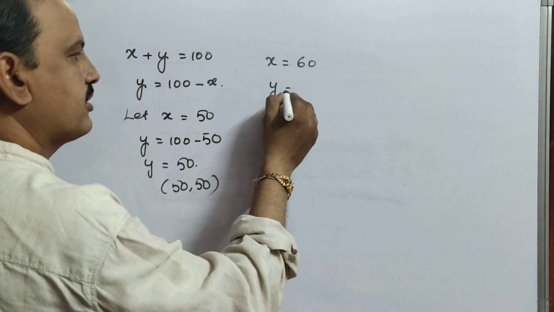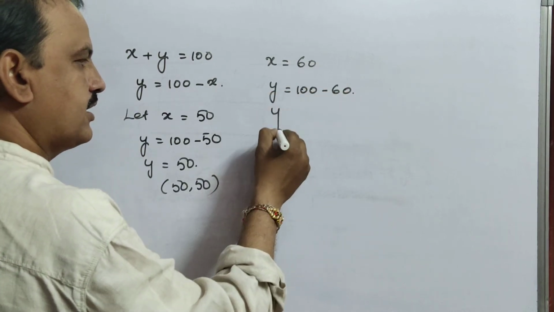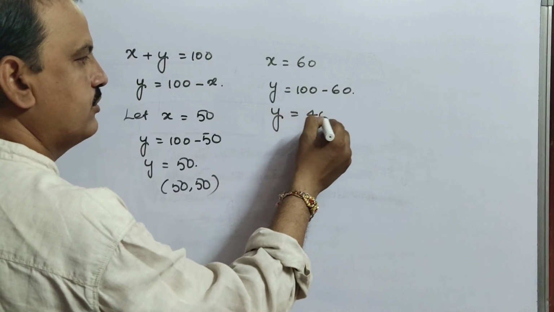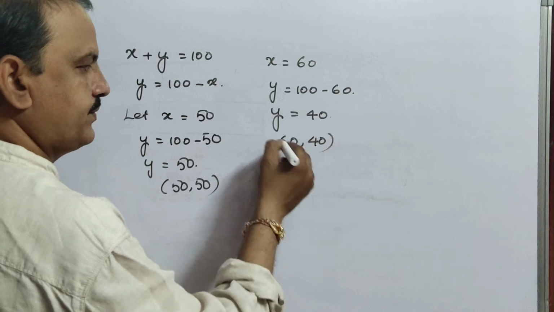Next, x equals, you can take 60. So y equals 100 minus 60. That is y equals 40. That means 60 comma 40.